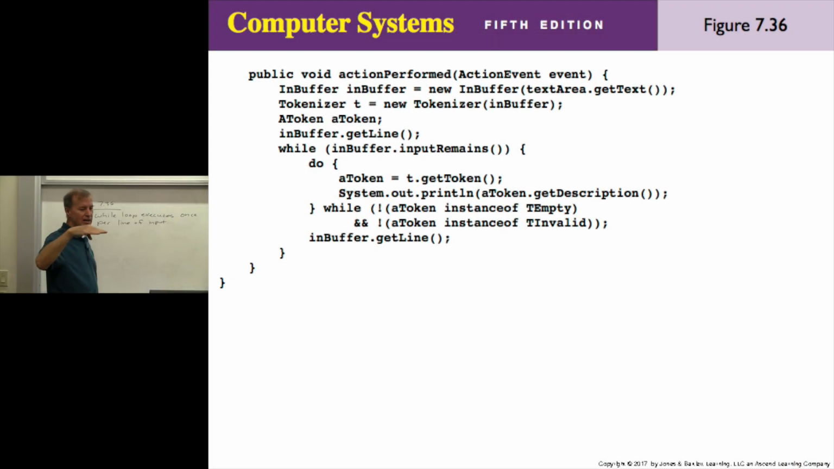And because it says while inBuffer.input remains. And furthermore, what do we have just before the while? inBuffer.getLine. What is that doing? That is guaranteeing the what? That the invariant is true before we execute the loop the first time. Because the invariant is that getLine has been executed, and therefore line, and we are at the start of the next line to be scanned.